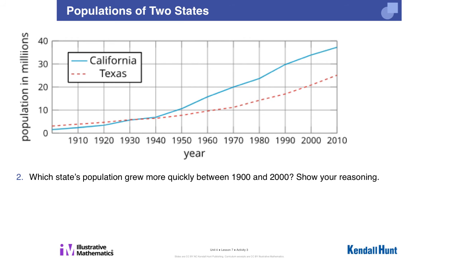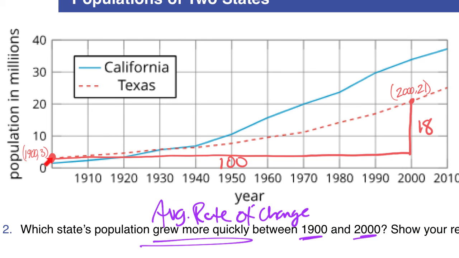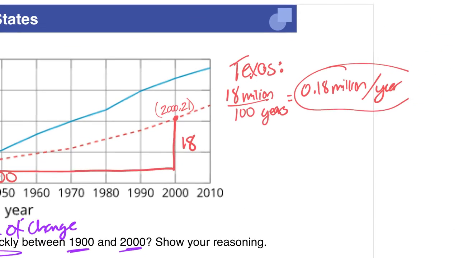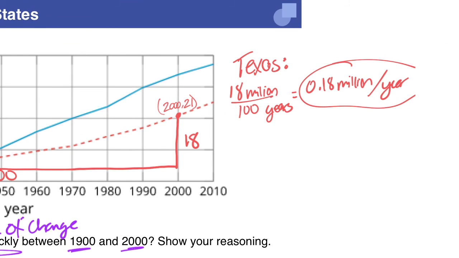In number 2, it's talking about which population grew more quickly. That means we're looking for the average rate of change. And we're trying to figure out which one has the higher rate of change between 1900 and 2000. You need to do some estimating here. For Texas, I estimated they were at 3 million people in 1900 and 21 million people in the year 2000. So that's an increase of 18 million people over 100 years. And so if you calculate that, you're going to have your rise of 18 million over 100 years, and it would be 0.18 million people per year.